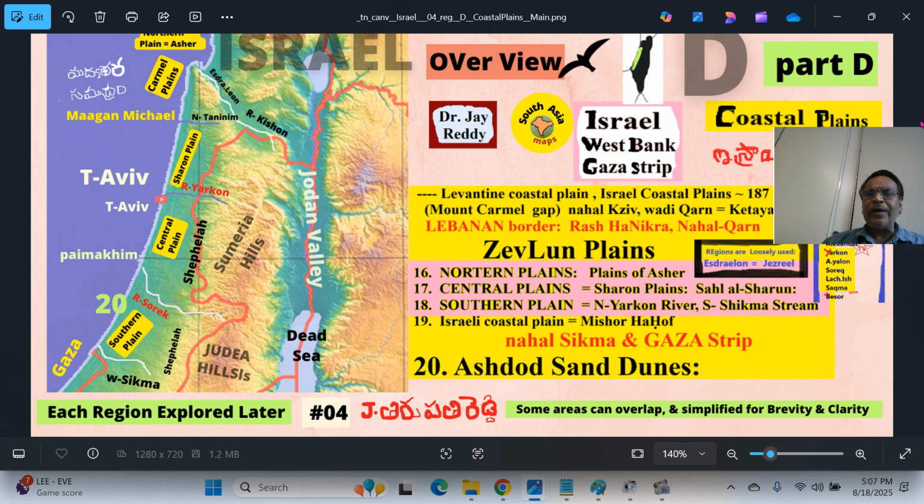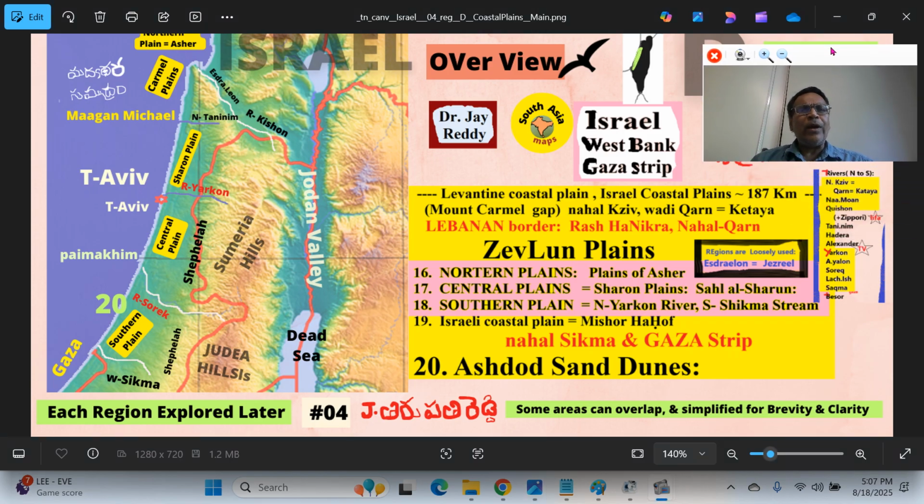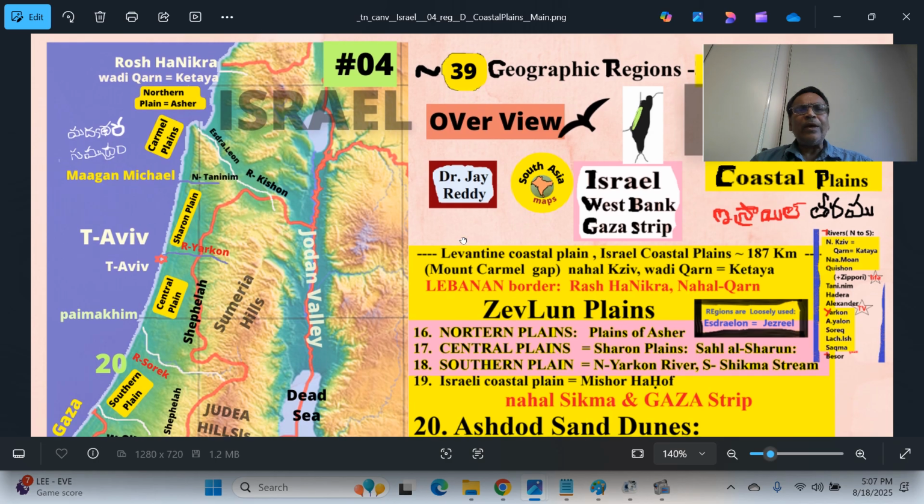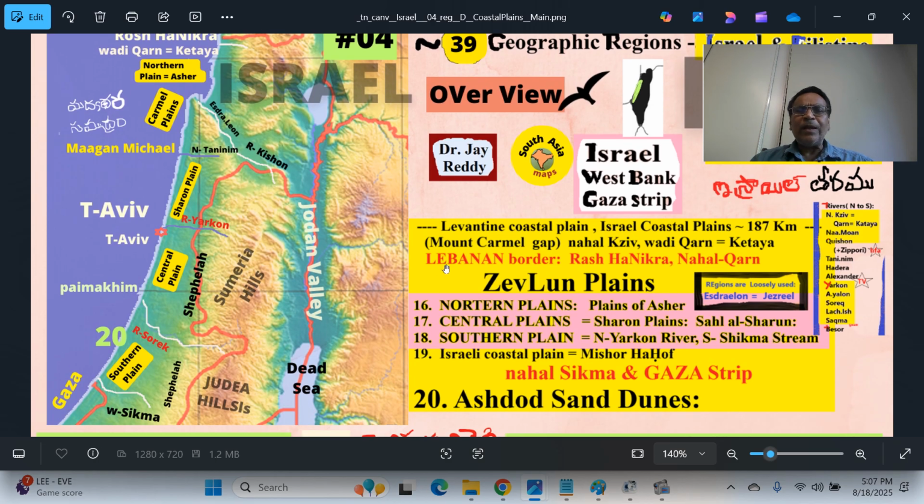That's the broader picture. I will also show you the differences in different maps. So the Lebanon border, Rosh HaNikra and Achziv, we talked about it. Northern plains, central plains, southern plains. Israeli coastal plains are generally called Mishor plains or Hof. These are the Arabic or Hebrew words you have to keep in mind. And the northern plains are the Asher plains, north of the Carmel mountains up to the Lebanese border.